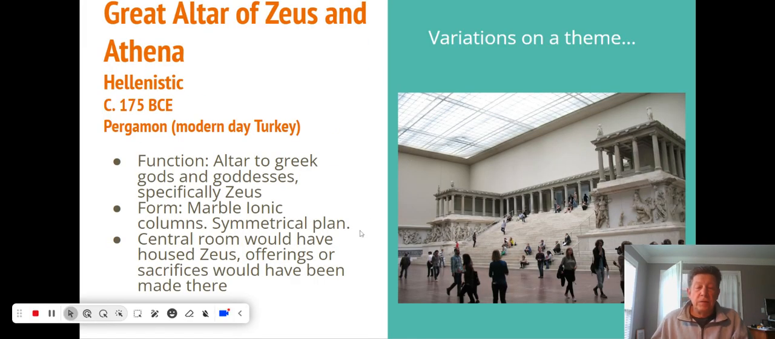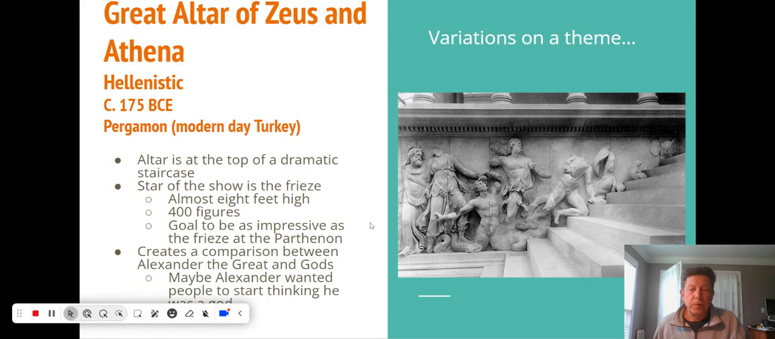Another variation on this theme of Greek architecture would be this great altar of Zeus and Athena. And we looked at the sculpture of Athena down here, on this part of the frieze, which is seven and a half, eight feet tall, and you see the staircase leading up. It's symmetrical. If you cut it in half, it would be the same on either side. And in the center would have been a place where you would make offerings or sacrifices to Zeus. But this was built, of course, by Alexander the Great. It's very dramatic with its sculpture.